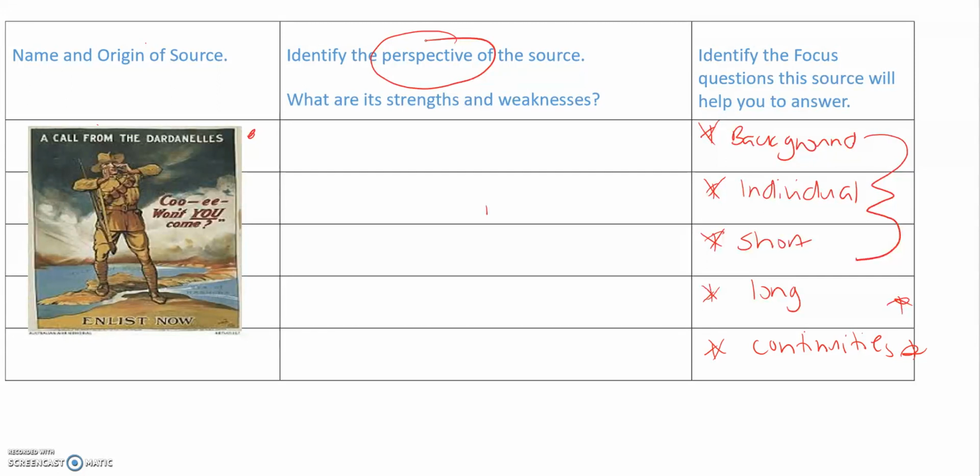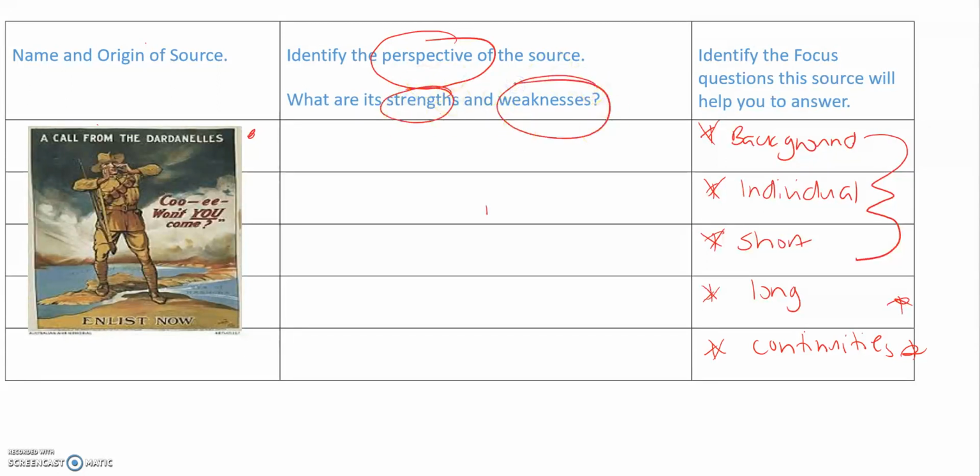Okay, the Dardanelles is Gallipoli, and you'd find that out as you were researching around it. And so it's about, won't you come over and give us a hand? So the perspective is a government one, and it is also aimed at persuading people to join up and go to Gallipoli. That's what we're looking for there with perspective. What's its attitude? What is its point of view? Okay, so what are its strengths and its weaknesses?